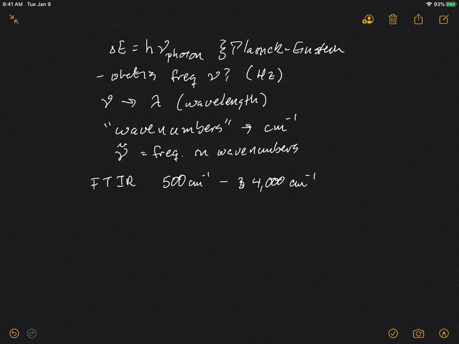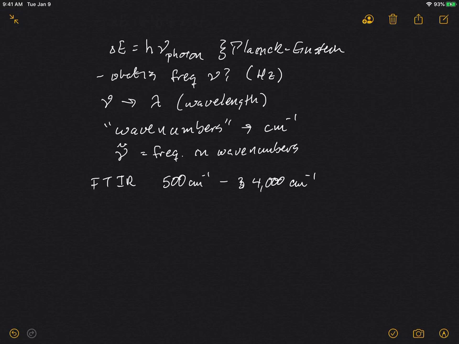So all of those things went into an equation. You end up with a convenient unit that could be defined mechanically, was this wave number unit. Whereas you couldn't directly measure, say, the frequency of the light, but you could directly measure the wave number.